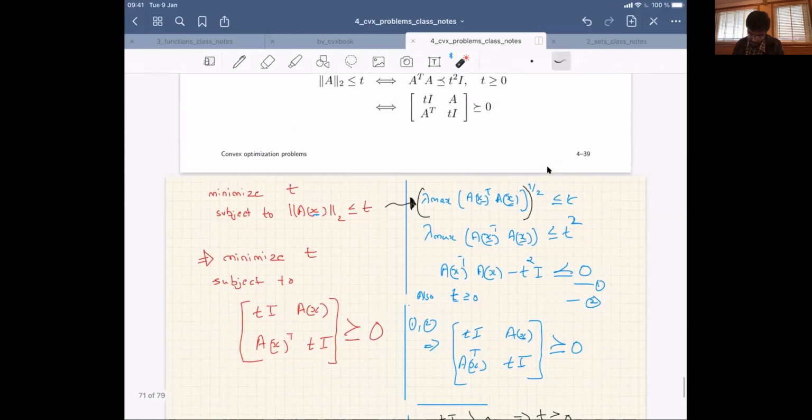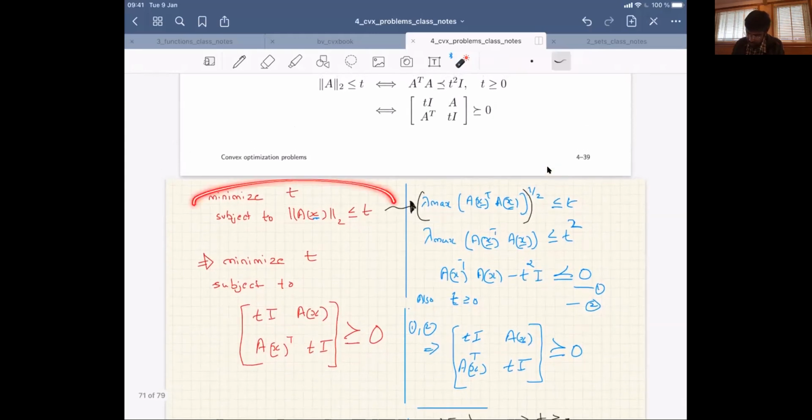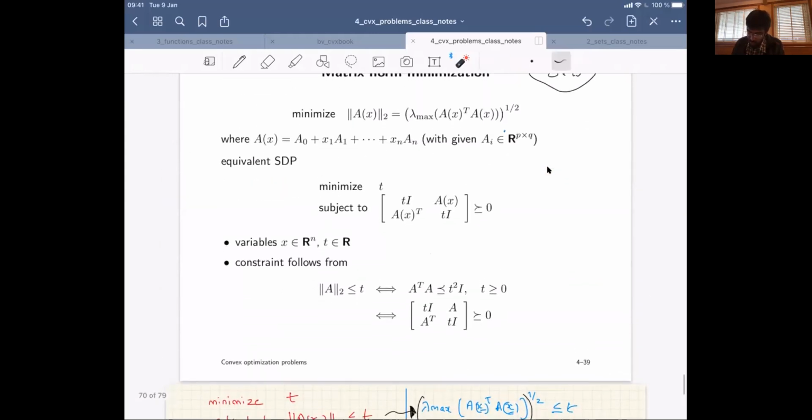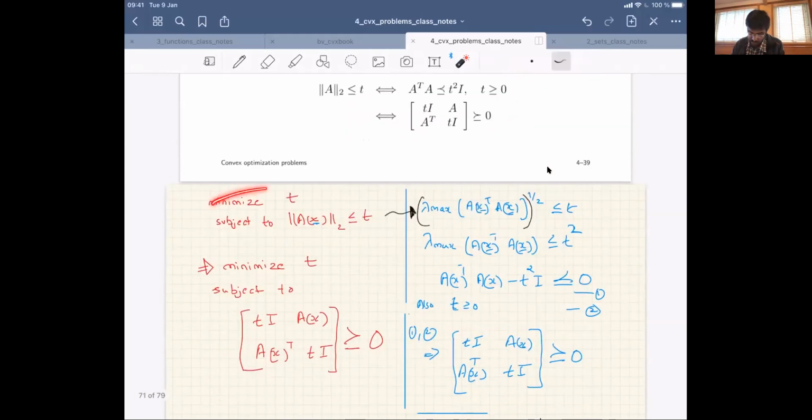It's the same procedure. This was our original problem. Now we bring in the epigraph: minimize t such that this norm is less than or equal to t. What is the norm? It is the square root of the maximum eigenvalue of this special matrix, which is less than or equal to t. Equivalently, squaring both sides, this is less than or equal to t squared.